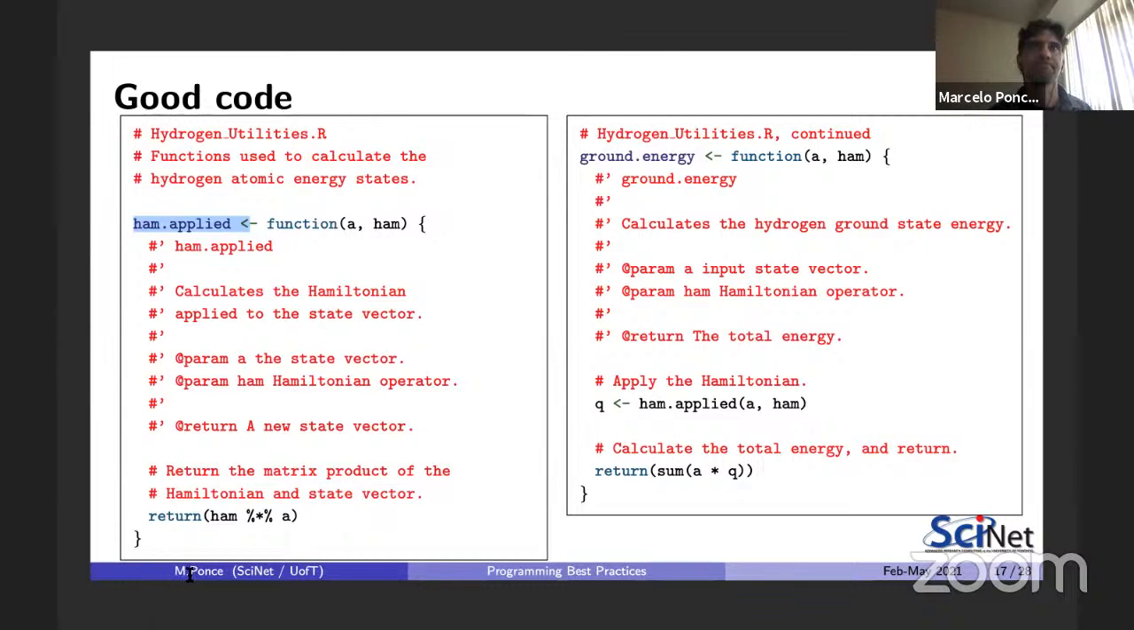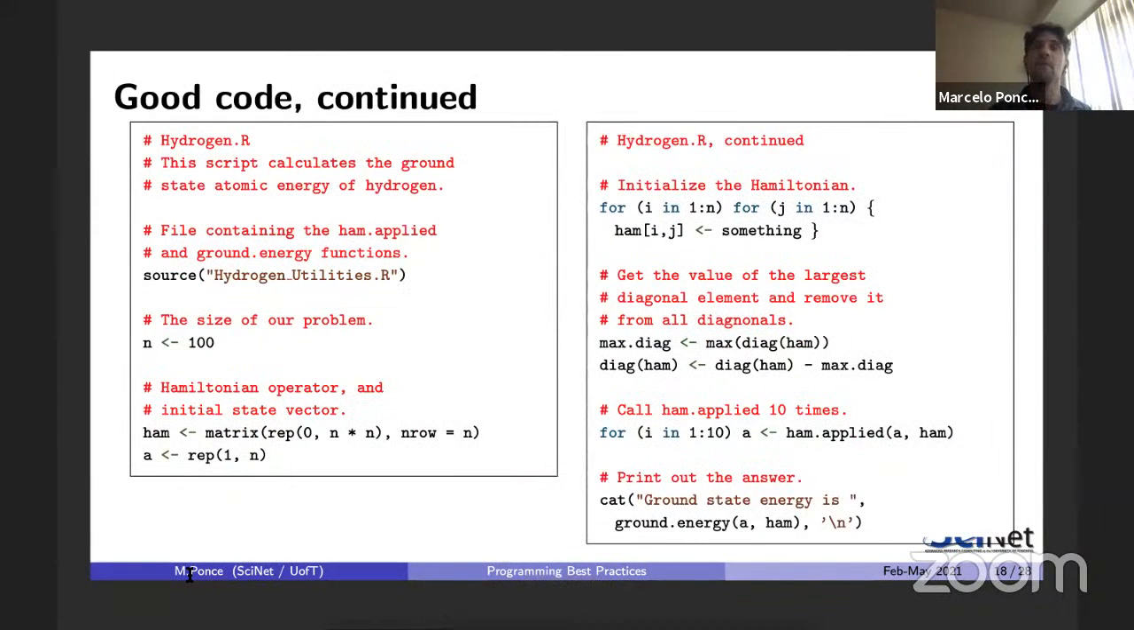Okay. So this is our modular implementation following best practices of the utility files. Okay, let's see how our main driver script looks like. And again, in the main driver script you won't see documentation, but you will see a lot of comments. Okay, so this is the hydrogen.r script.